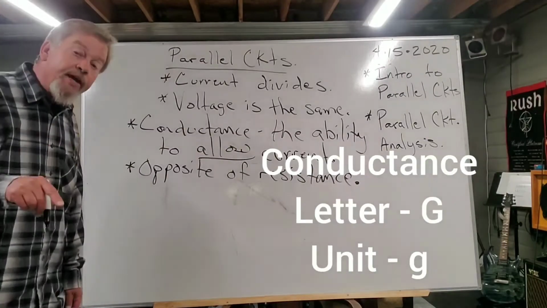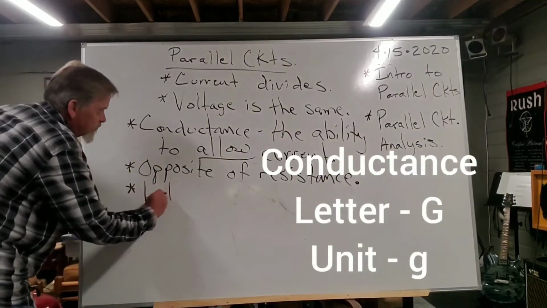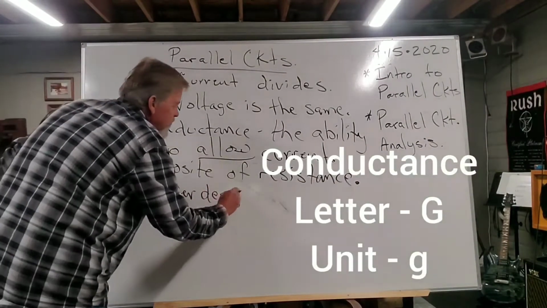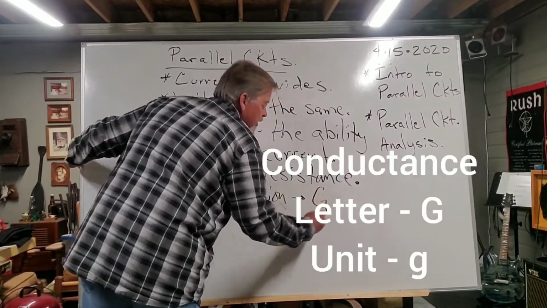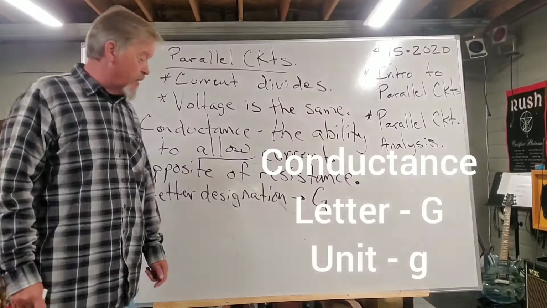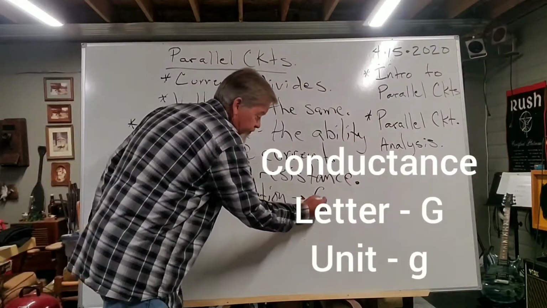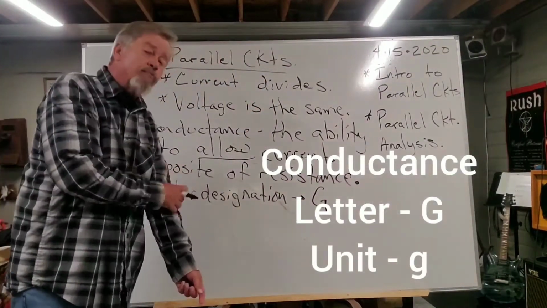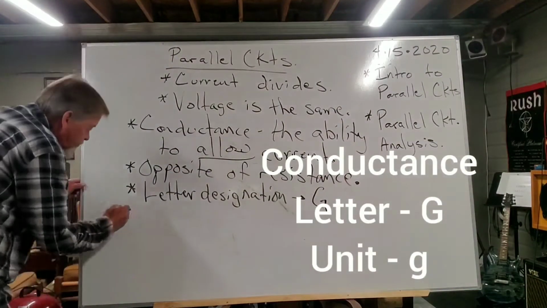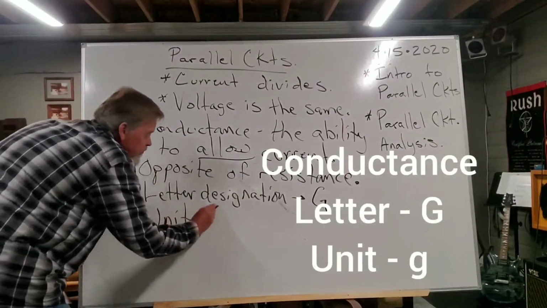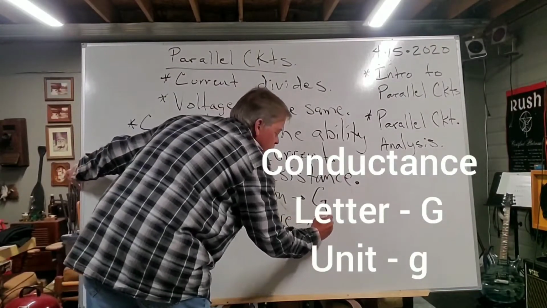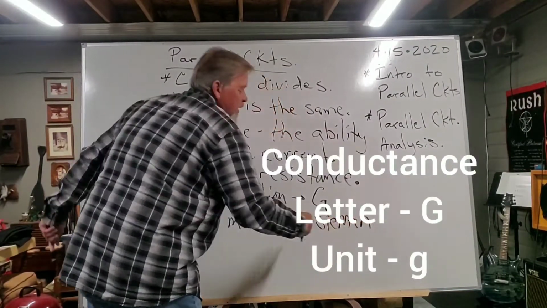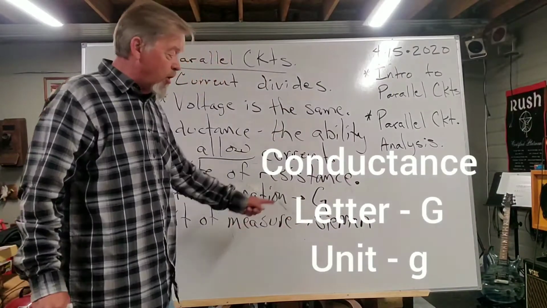Conductance has a letter designation. And the letter designation for conductance is G. I don't know where they get stuff, but the letter designation for conductance is G. And the unit of measure for conductance is the Siemens. You may have heard of the company Siemens. It's a big electrical distribution company. That's where they get it.